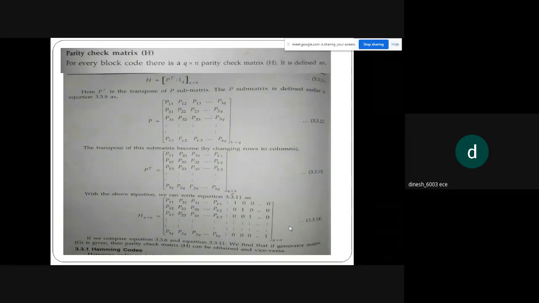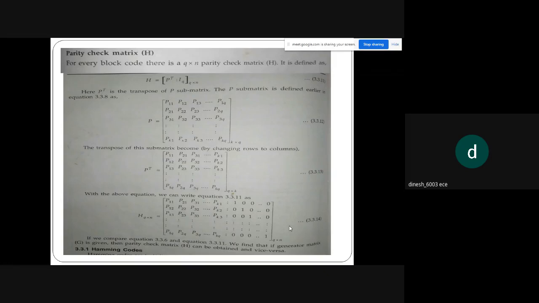If in a problem, if the generator matrix is given, we can easily find the parity check matrix. If the parity check matrix is given, we can easily find the generator matrix, and vice versa. Whatever might be, we can do it vice versa, and using that we can find the code vectors easily depending upon the problem. We'll see that also, don't worry.